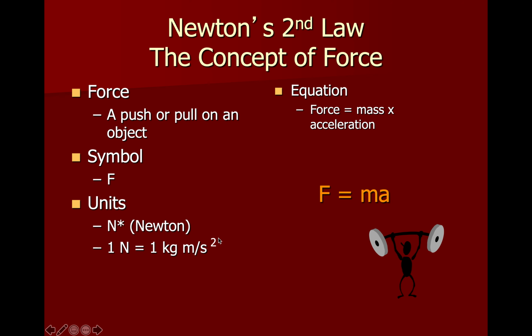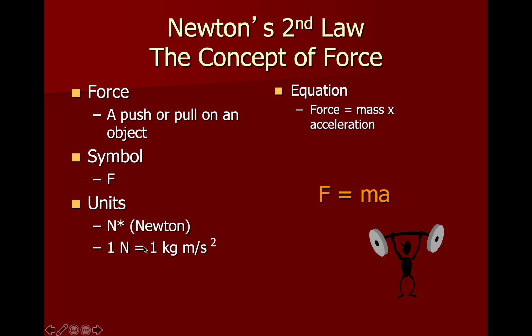We know meters per second squared is a unit of acceleration. It's not a unit of speed, it's a unit of acceleration. And when we look at the equation, it makes sense why we have these units. That is because force is equal to the mass of the object times the acceleration of the object. Again, mass in kilograms, acceleration in meters per second squared.